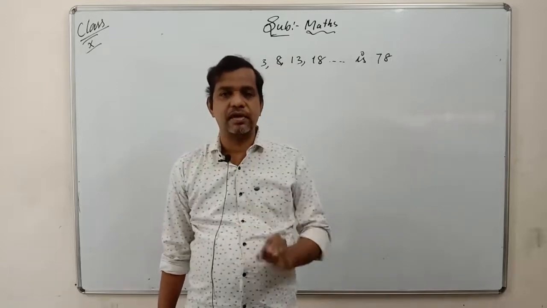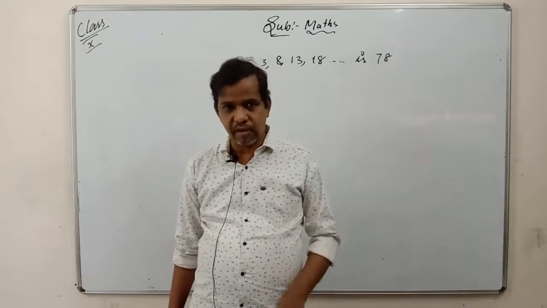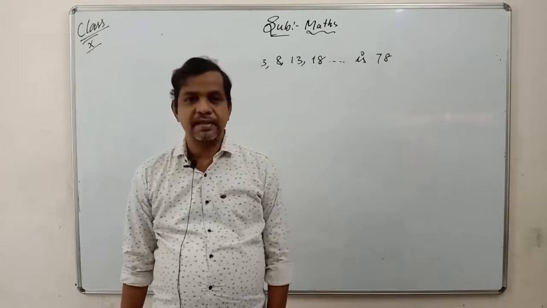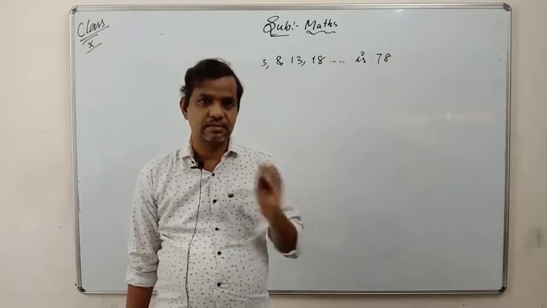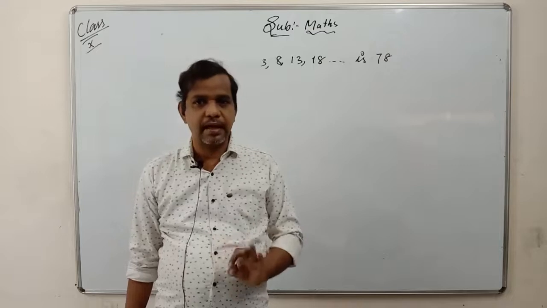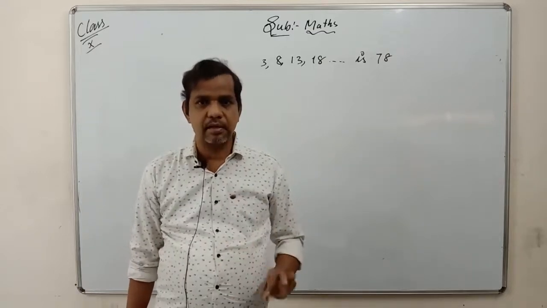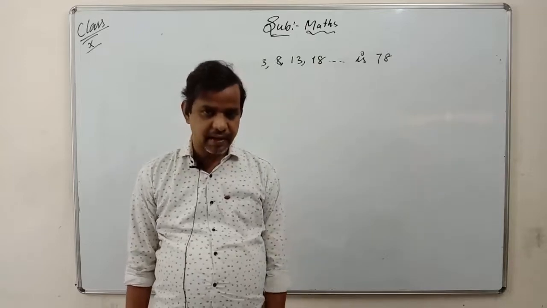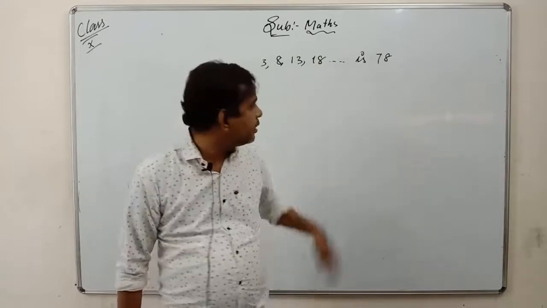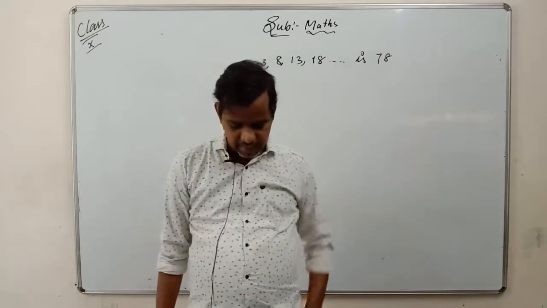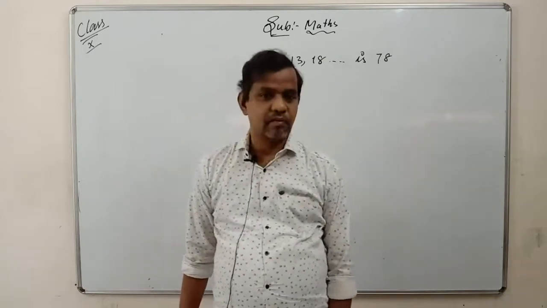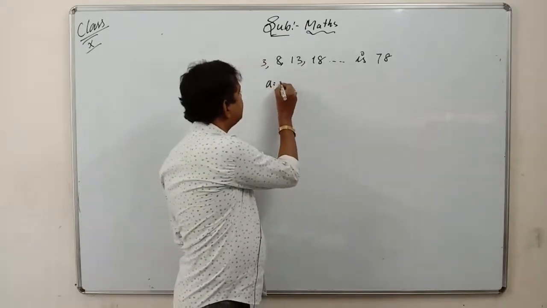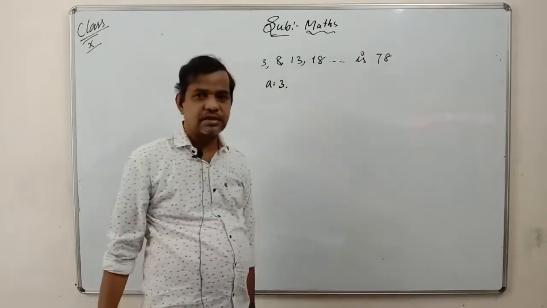So first you copy the problem there. After copying the problem, write down here the given AP series as 3, 8, 13 and 18. 18 is given there. So what is the first term here? The first term here equals 3. The first term is 3 here.